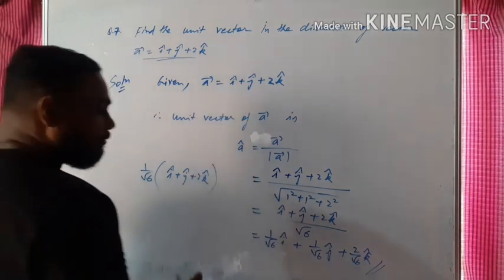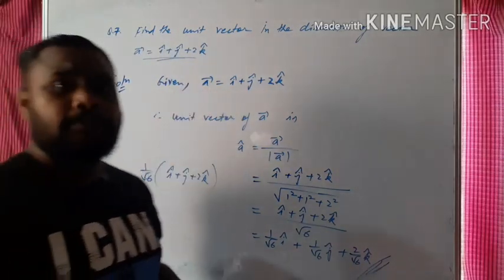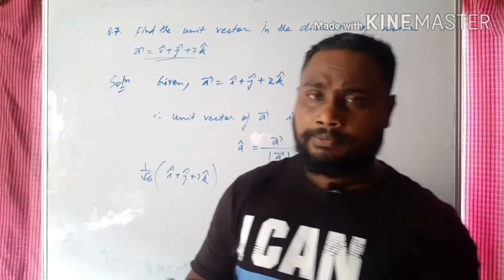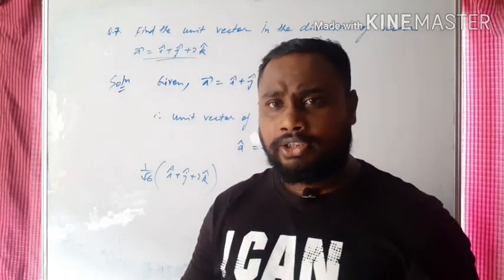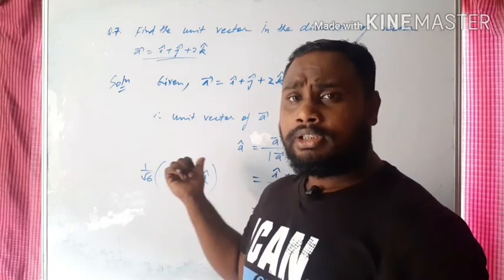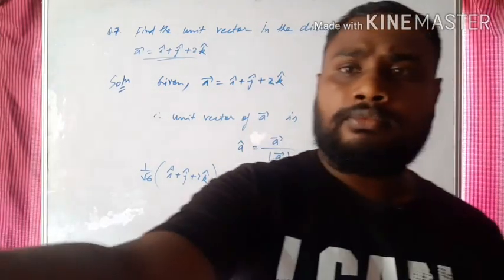Okay, so this is the unit vector of the given vector A. So similarly you can do it for any unit vector. Okay, if a vector is given, you can find the unit vector of that vector by using this formula.